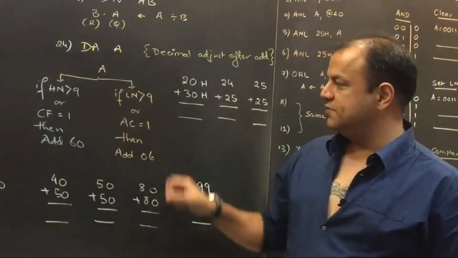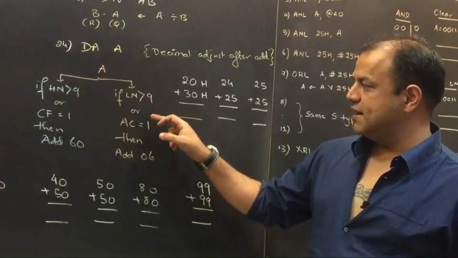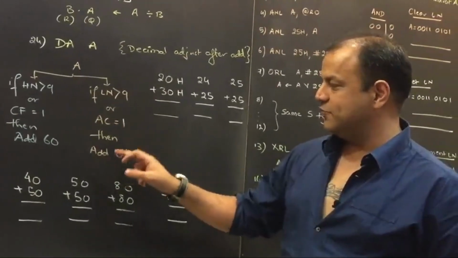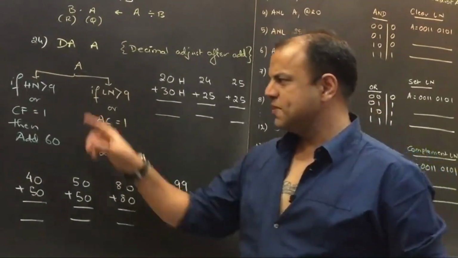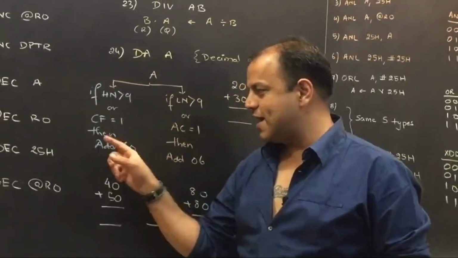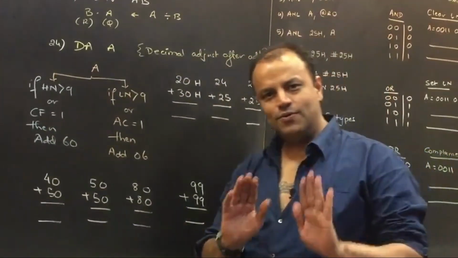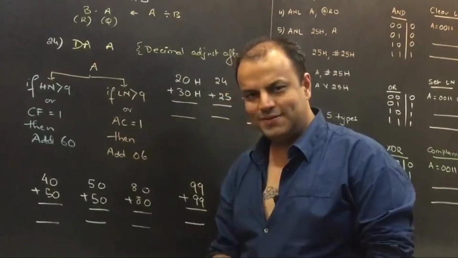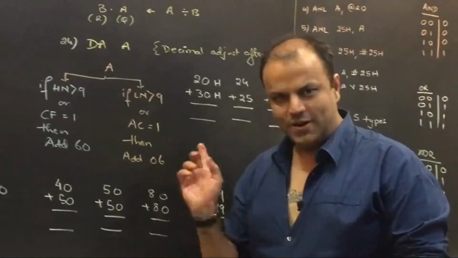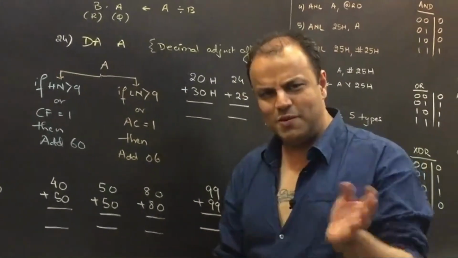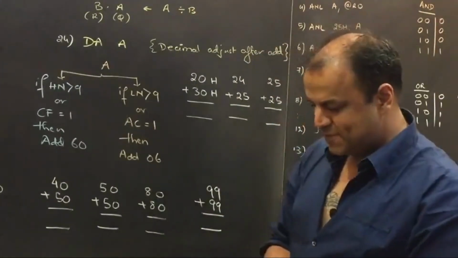So this is the adjustment it does. If the lower nibble is greater than 9 or the auxiliary carry flag is 1, it will add 6. If the higher nibble is greater than 9 or the carry flag is 1, it will add 60. Hold on, don't get scared. What is this? You want to learn this by heart? No, you want to understand this, right? You'll be able to teach this to others. Just give me 5 minutes.